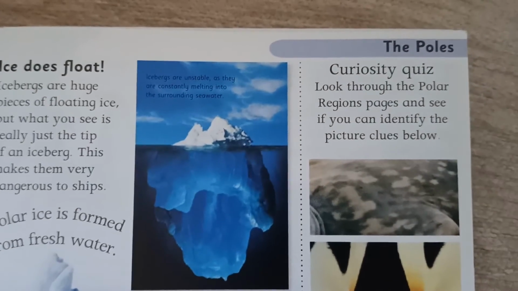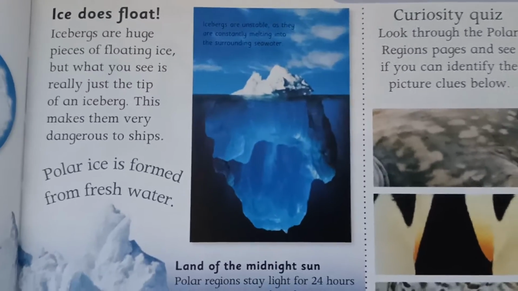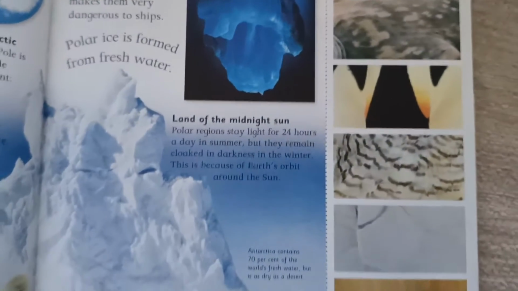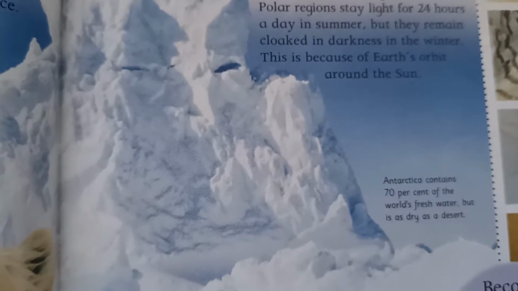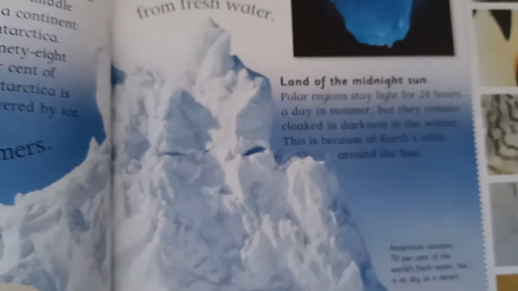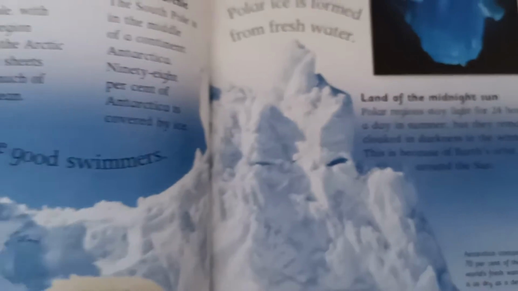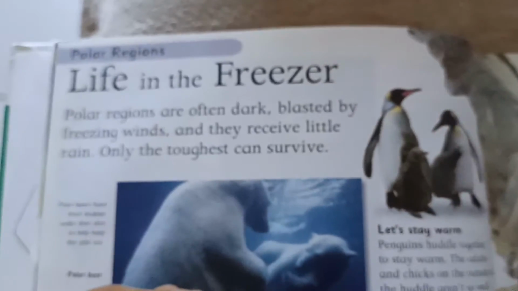Curiosity quiz. Look through the polar region pages and see if you can identify the picture clues below. There is some sort of quiz, I think. Facts: Antarctica contains 70% of the world's fresh water but is as dry as a desert. It has fresh water but in the form of ice. So let's move on to the next.